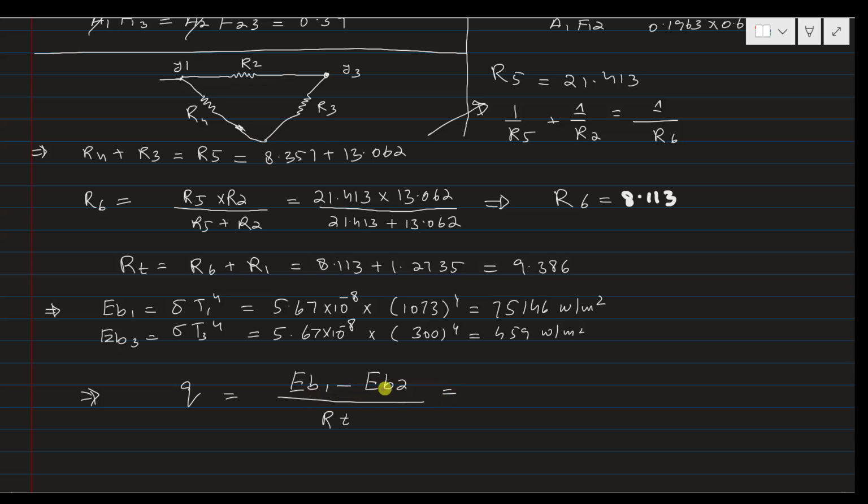So EB1 minus EB2: this EB1 value is 75,146 minus 459, divided by the total resistance, that is 9.386. After simplification on calculators, you will get the heat lost by the disk, and its value is 7957.2, that is lost by the disk that is at 800 centigrade. And this is our final answer.